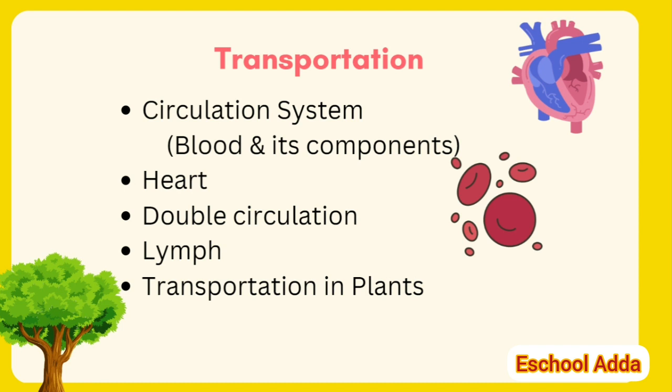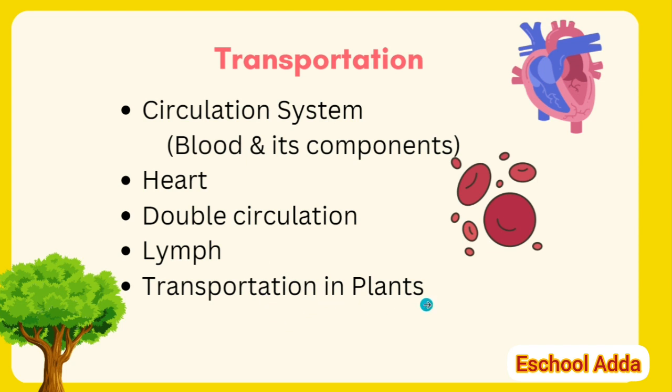In the blood there are different components, like RBCs, WBCs, platelets. There are many components, and what is the use of each component? We'll be studying in detail. Next, the heart. The human heart and its parts and what functions the human heart does. Double circulation. What is double circulation and the process of double circulation with a particular diagram. Okay. Next, lymph is a fluid and what its use is we'll be studying in detail.